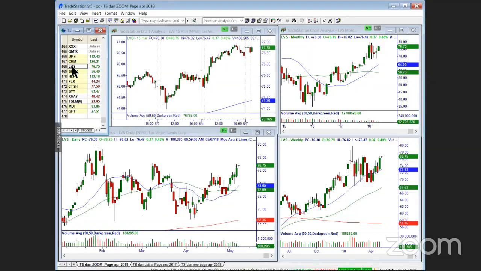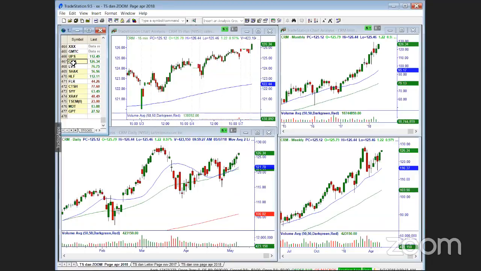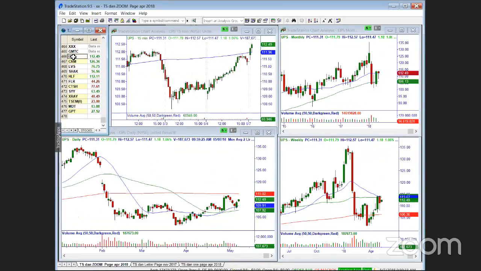LVS looks great. Let's see if we can get a put spread around the 74. CRM, we have earnings coming up. Sanjay, that CMI, that's like a climactic buy.